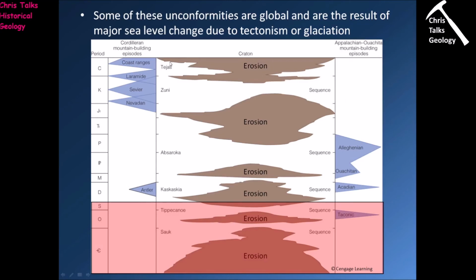So if we look over here on the west coast, we're going to be discussing the Antler orogeny as part of the Paleozoic. You'll notice though that's pretty much it for the Paleozoic on the west coast. Whilst over here on the east coast, we're going to be covering the Taconic orogeny, the Acadian orogeny, the Ouachita orogeny, and the Alleghenian orogeny.